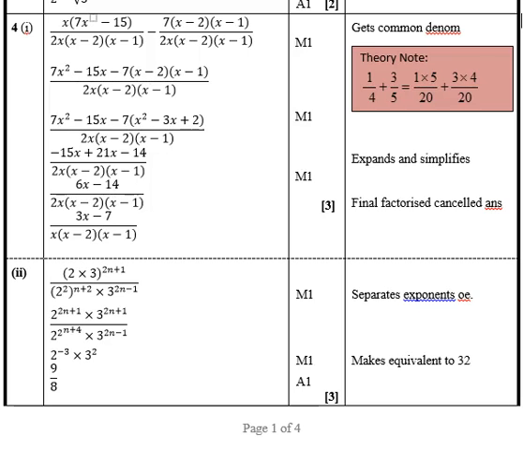After that, it's just a matter of being very careful with signs, expanding and collecting terms, and simplifying. The final mark was to leave the denominator in factored form and not as a cubic expression. Don't multiply it out.